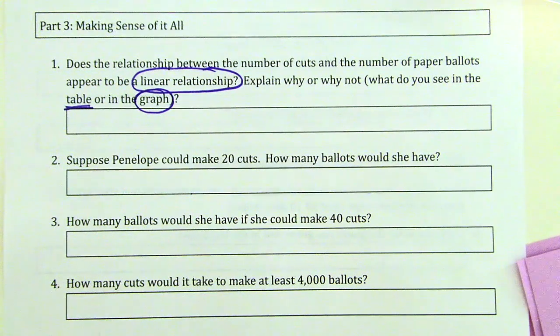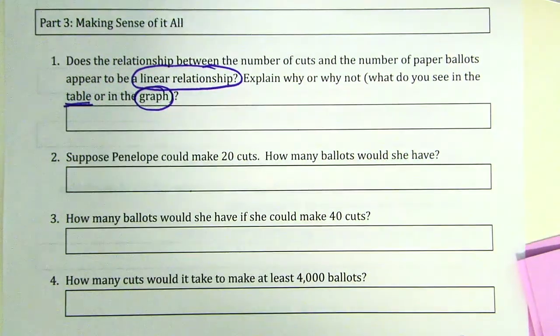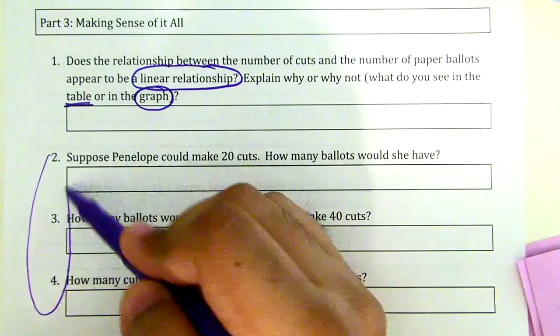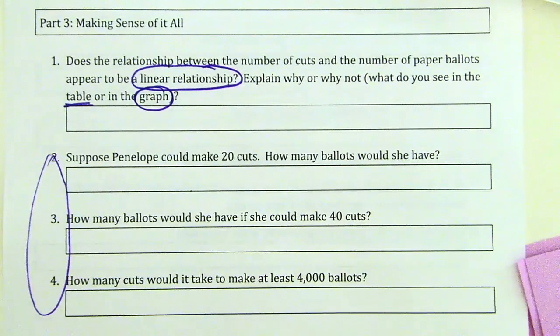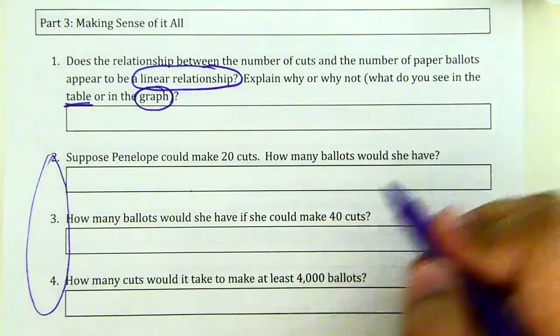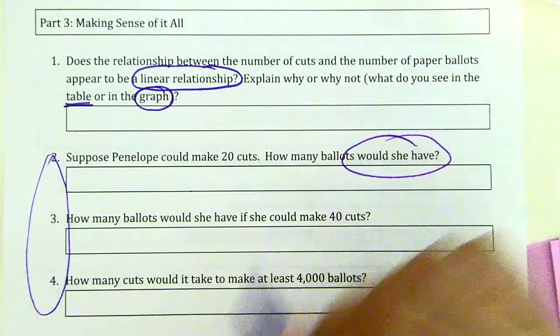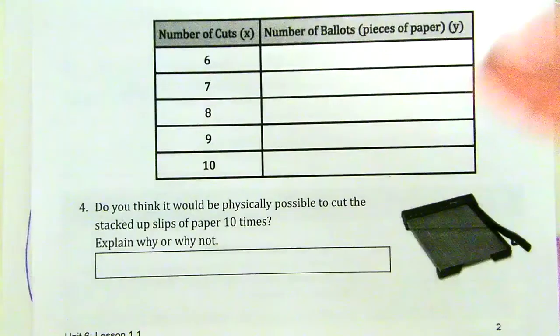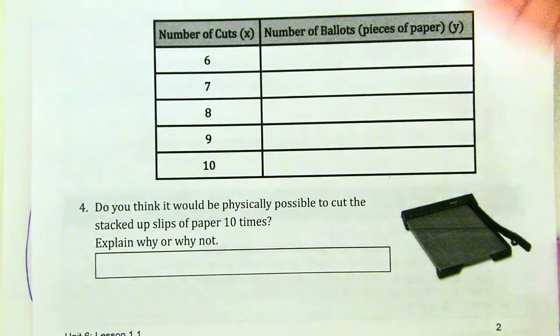After you answer that question, try to use complete sentences, then a couple more, just as an extension. So if you don't get to the last 3 questions here, don't worry about it, if you're out of class time, but I would like you to try that, okay? So it says, suppose Penelope could make 20 cuts. How many ballots is she going to have? So that's not how many do you think she's going to have, that's how many would she have. So I actually want you to try to work this out. So obviously you're not going to sit down and cut the paper 20 times. You could try to, I might be impressed, but I would rather see you try to work it out with the math.